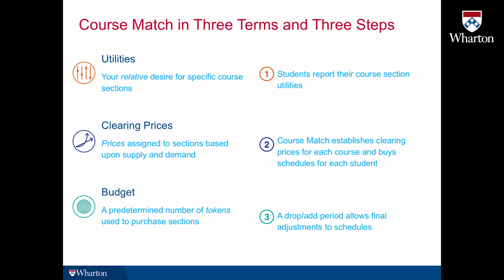There are also 3 steps to Course Match. The first step, students will report their course section utilities. Second, Course Match will then establish clearing prices for each course and will buy students' schedules. Lastly, a drop add period allows for final adjustments to schedules.